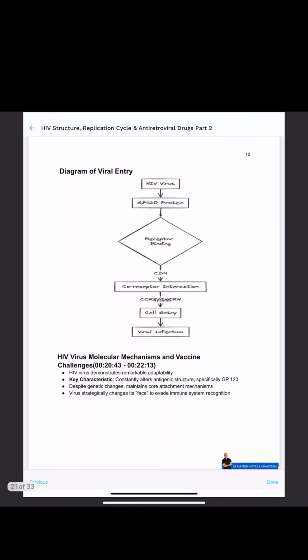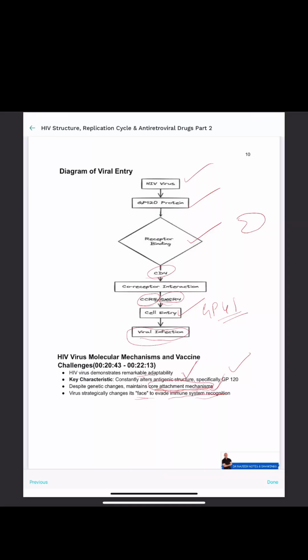So the HIV virus: GP120 protein receptor binding to the CD4 receptor, co-receptor interaction with CCR5 or CXCR4, then cell entry because of GP41 activating viral cell fusion and viral infection. Next, the HIV virus demonstrates remarkable adaptability, constantly altering its shape despite maintaining its core attachment mechanism. Even though these genetic changes alter the antigenic structure, the virus maintains its core attachment mechanism. So the virus strategically changes its shape to evade immune system recognition, but it keeps its core attachment.